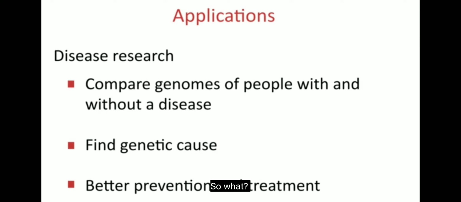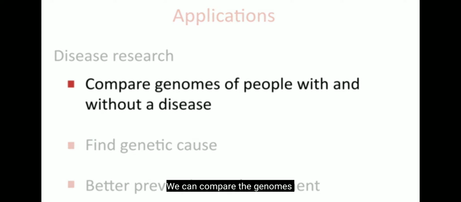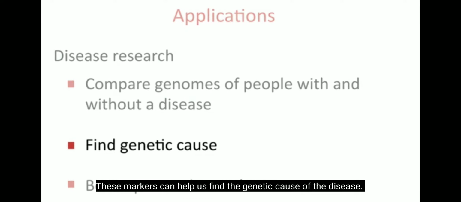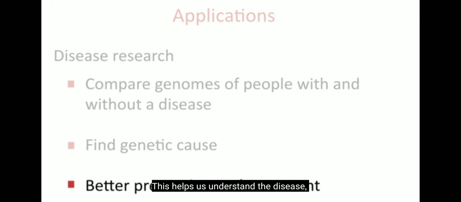So what? What can we do with many genomes? We can compare the genomes of hundreds or thousands of people with and without an inherited disease. We can find the genetic markers that are found only in people with the disease. These markers can help us find the genetic cause of the disease. This helps us understand the disease and develop better prevention and treatment.